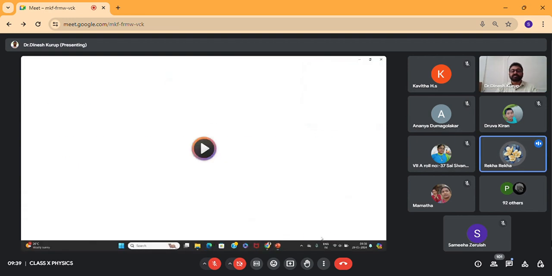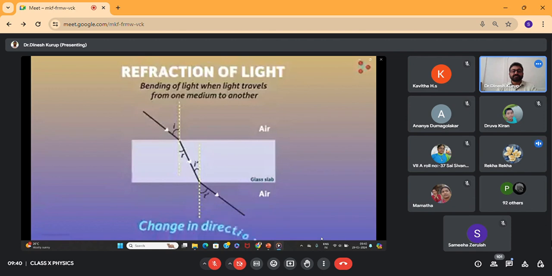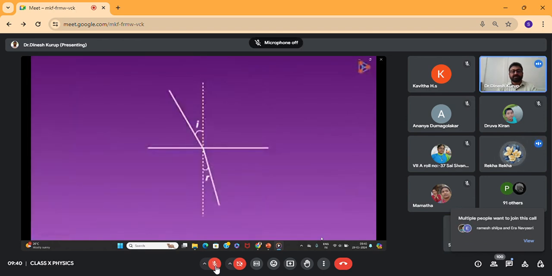And let's do it, please. Why does light change direction? Rekha, please mute yourself.